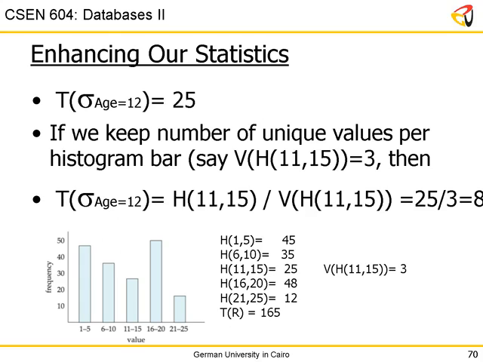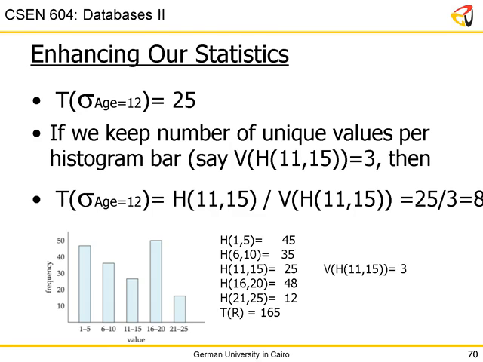If you get select star from or age equal to 12, you actually figure out the histogram bar that has the number you're looking for, which is going to be between 11 and 15, and you're told there are 25 values between 11 and 15. Since you're querying for 12, that would be your answer as an estimate. So the estimate of this query is going to be 25 rows.